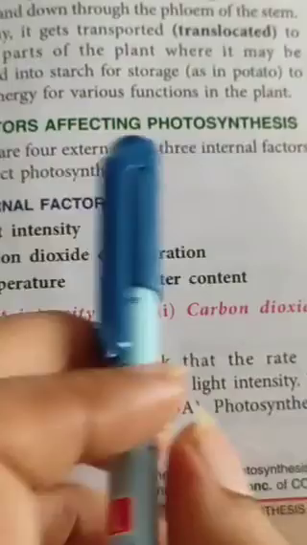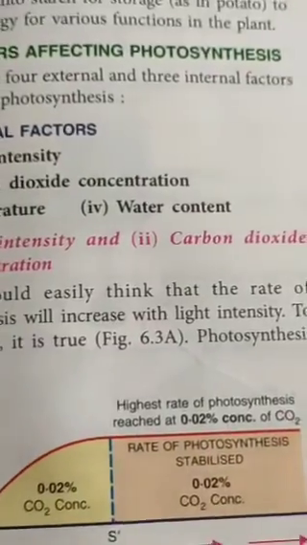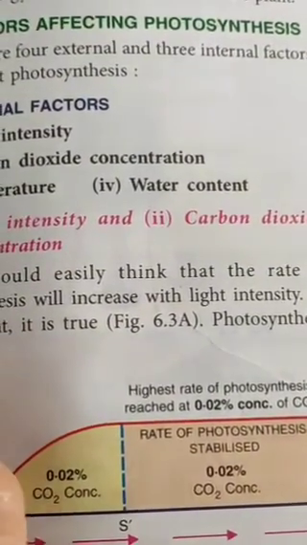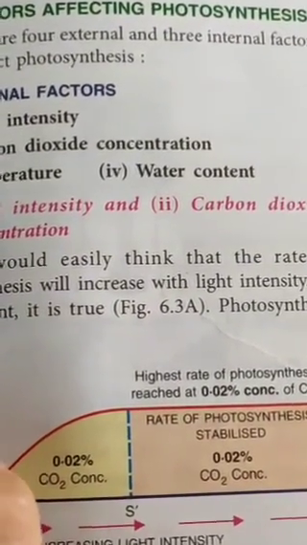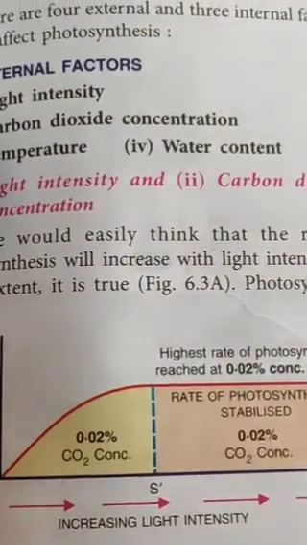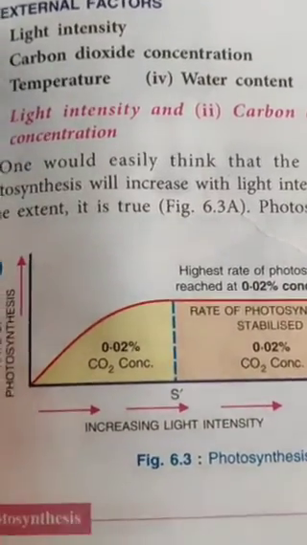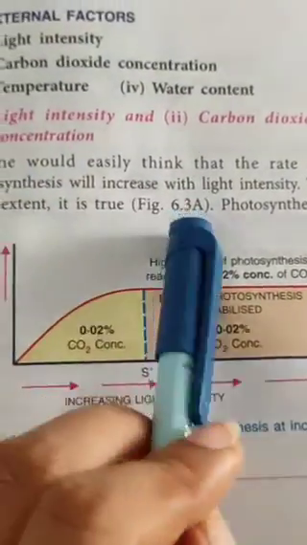Next topic we are having factors affecting photosynthesis. So we are having external factors and internal factors that affect photosynthesis. In external factors we have light intensity, carbon dioxide concentration, temperature and water content. Light intensity, light कितनी ज़्यादा तेज़ है, कितनी कम है, कार्बन डाइऑक्साइड की कंसंट्रेशन. सो ये दोनों पॉइंट एक साथ ही यहाँ पे हम स्टडी करेंगे.